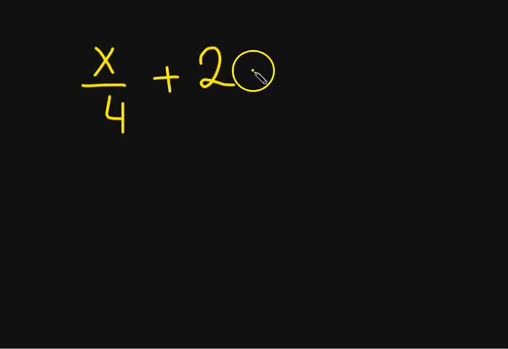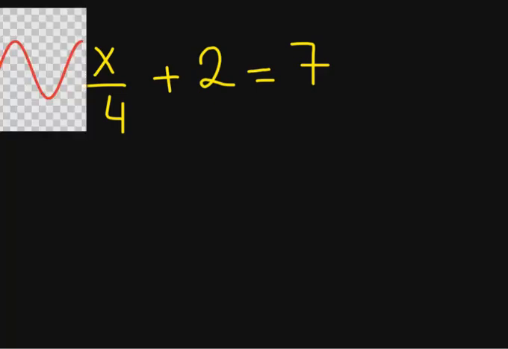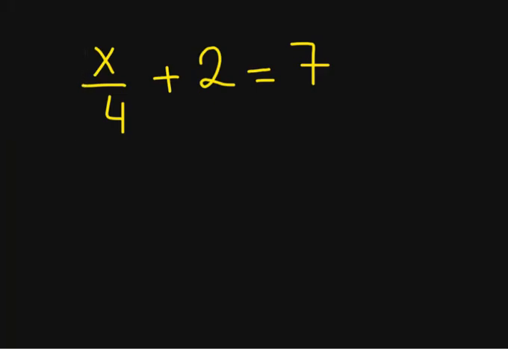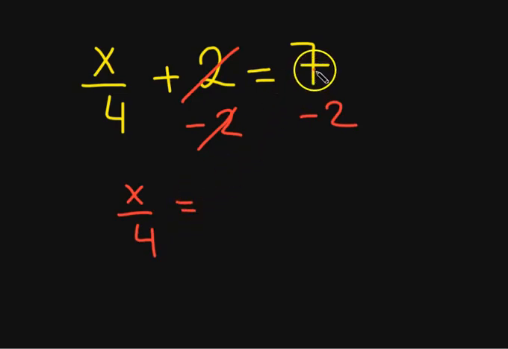Let's do another example. Let's say I have x over 4 plus 2 equals 7. Again, we have two operations to make to isolate x. Let's start with getting rid of 2. It's plus 2, so I need to subtract 2 from both sides. Look at the left side, plus 2 minus 2, they're gone. I have only x over 4. On the right side, I have 7 minus 2, which is 5. So x over 4 equals 5.